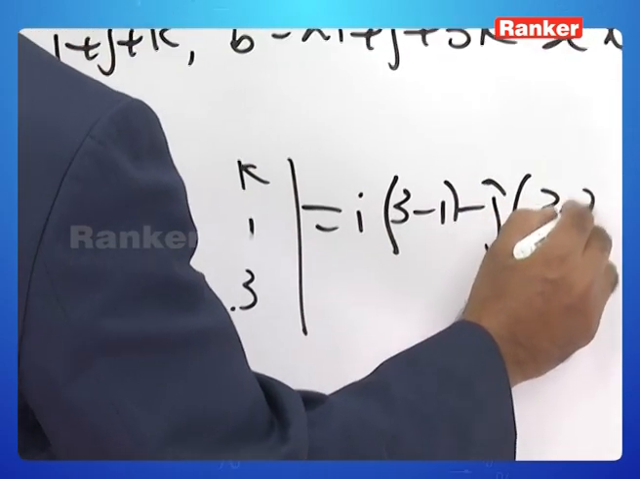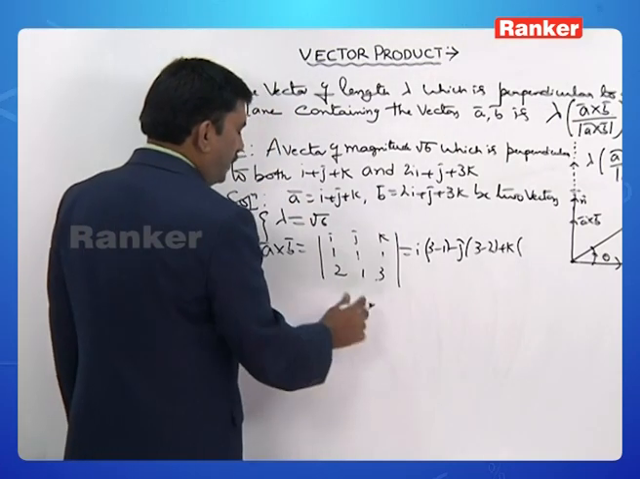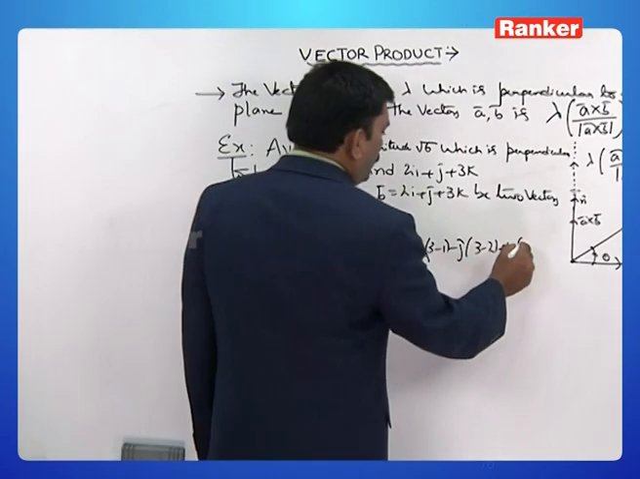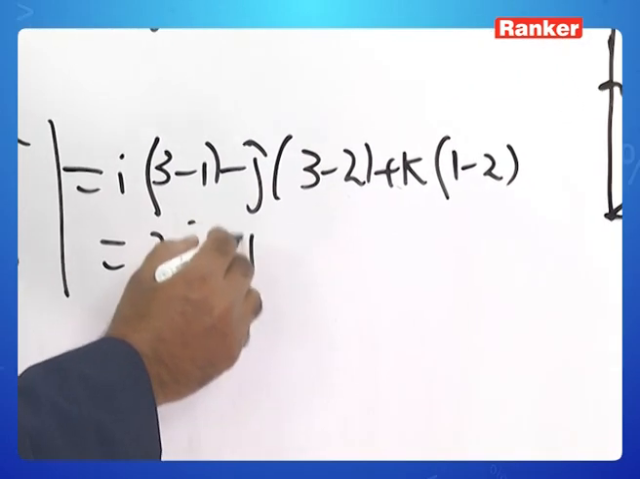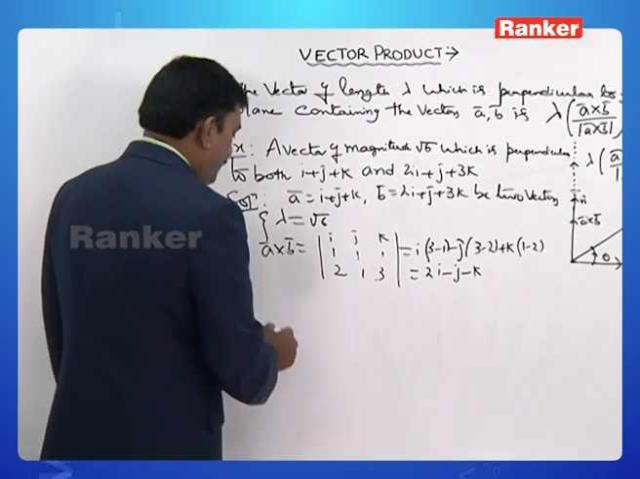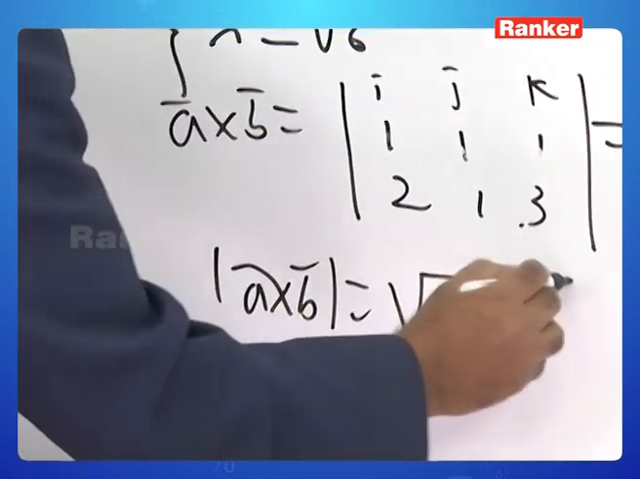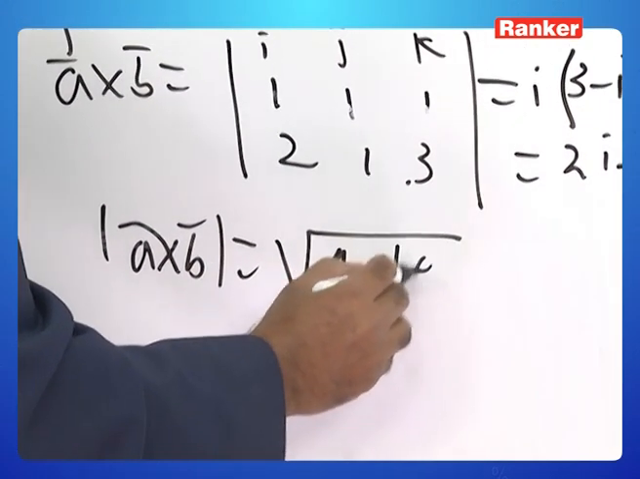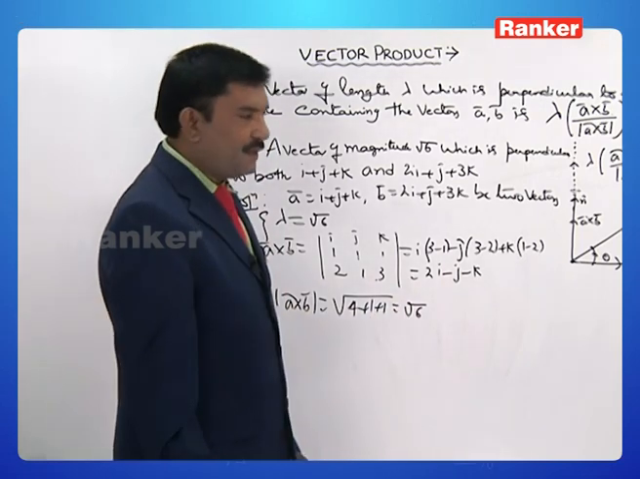Therefore 3 minus 2 plus k into, leave this row, this column, 1 into 1, 2 into 1, 1 minus 2. Therefore 2i minus j minus k, correct? This is A bar cross B bar. Find its magnitude. A bar cross B bar is equal to 4 plus 1 plus 1, which is how much? It's root 6.